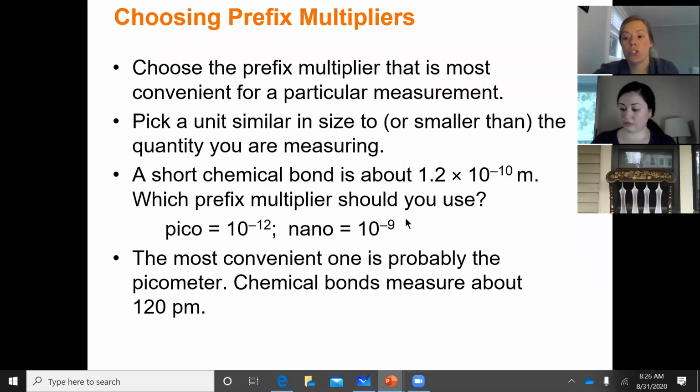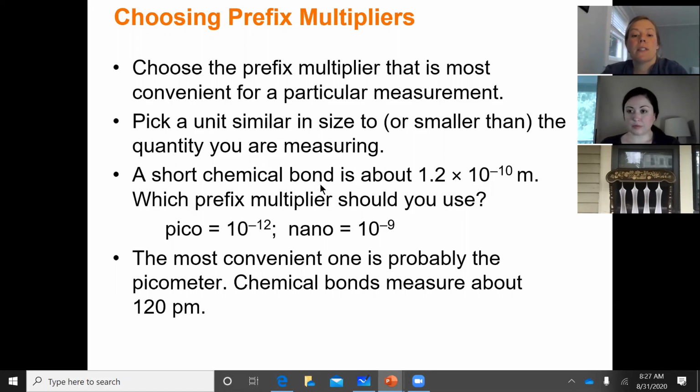As far as choosing a prefix, you want to choose a prefix multiplier that is most convenient for that particular measurement. Pick a unit similar in size or smaller than the quantity you're looking for. Here's an example: a short chemical bond is about 1.2 times 10 to the negative 10th meters. Written in scientific notation, it has very little meaning, because you know there's just a bunch of zeros in a decimal. It's a very small amount of a meter.